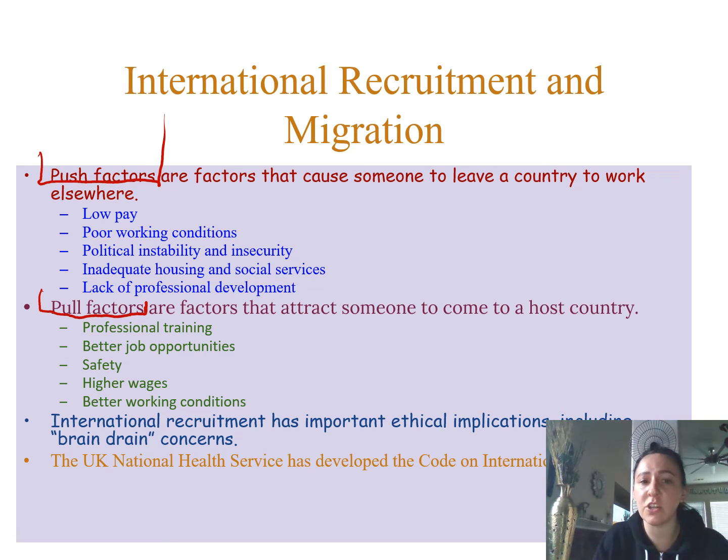So what are these push factors? Low pay. No one likes to not get paid well, especially when you're a highly qualified professional. So low pay, poor working conditions, political instability and insecurity, inadequate housing and social services are all key push factors that want to get people out of that country. And then lack of professional development. Anytime you have things like this, or anything else that would cause a human being to want to leave their home and their country and go work somewhere else, that is a push factor.